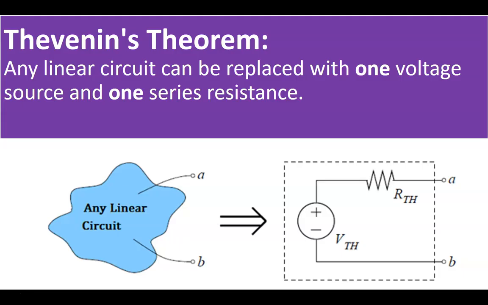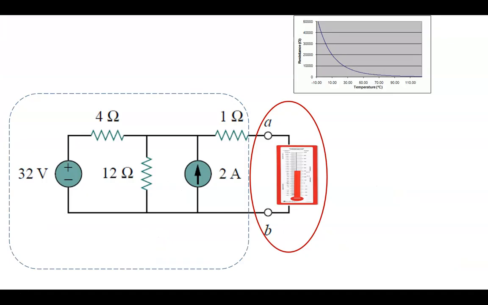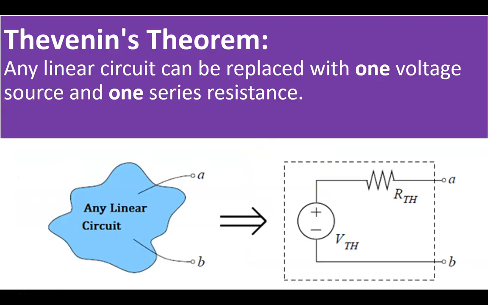It says in any linear circuit, you can take a complicated circuit, or even a more complicated circuit like this with multiple voltage sources, multiple resistors, multiple current sources. And what you can do is simplify all of that to a very simple circuit consisting of an equivalent of one voltage source and one resistance. That's what Thevenin's theorem says. Any linear circuit can be replaced with one voltage source and one series resistance.